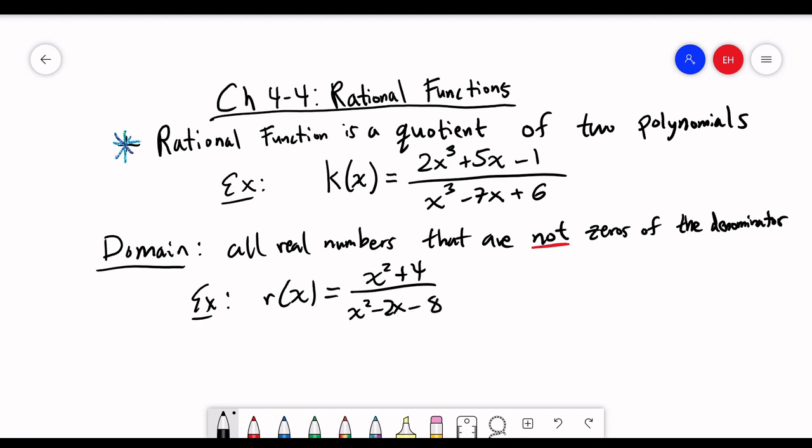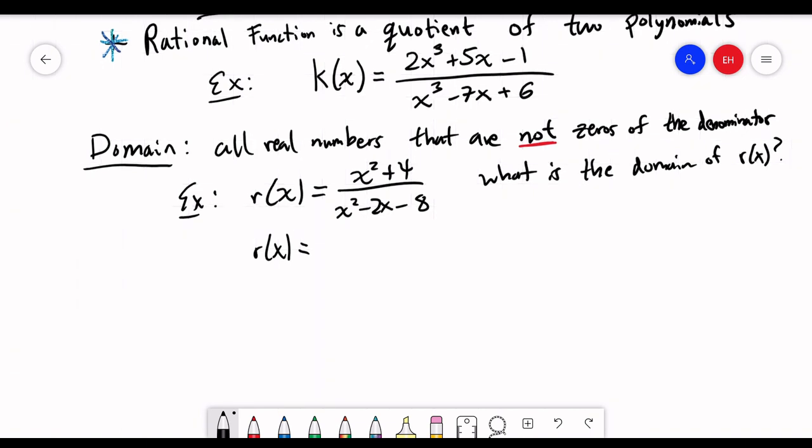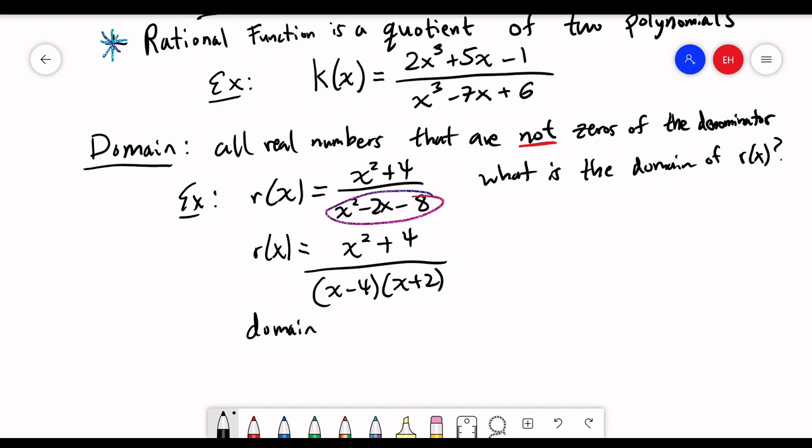What is the domain? Go ahead and pause and ask yourself, what is the domain? Right, so the domain is going to be all real numbers for x, except where the denominator could be 0. The easiest way to find where the denominator is 0 is to factor, because that's how we found zeros before. Luckily, this one factors into x minus 4 times x plus 2, not too difficult. And we see that that's going to be 0 when x is 4 and when x is negative 2.